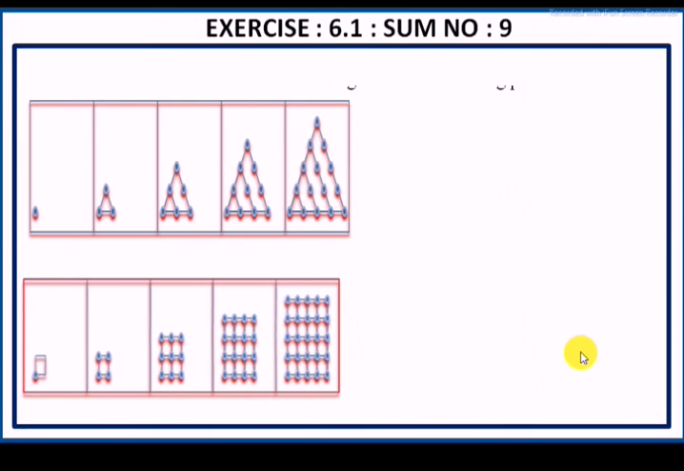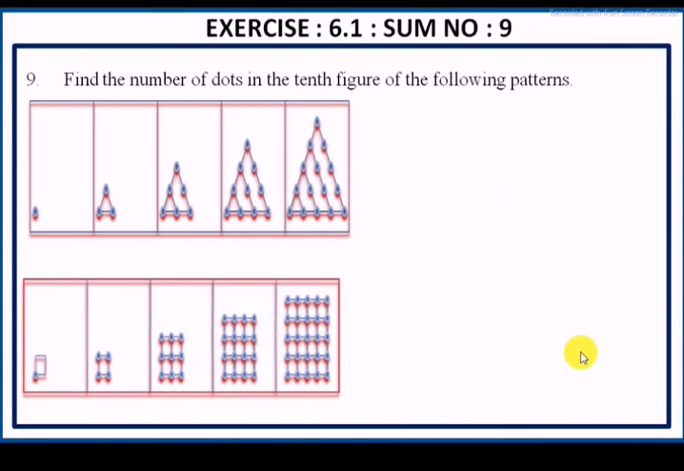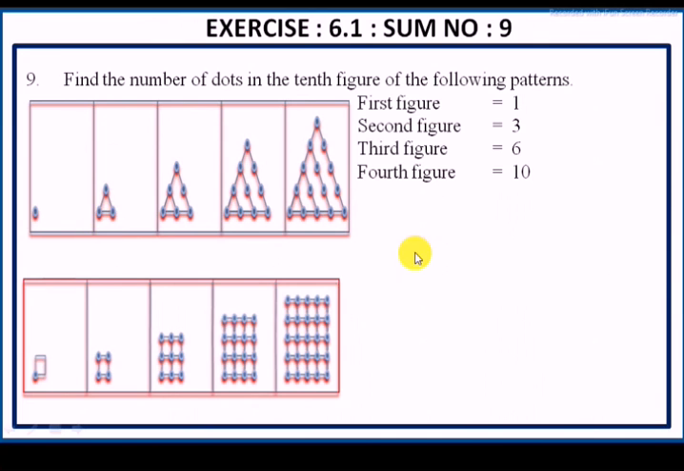Sum number 9. Find the number of dots in the 10th figure of the following pattern. So in the first pattern, you have 1, then you have 3, then you have 6, then 10, then next one, you have 15. So the pattern is 1, 3, 6, 10, 15.